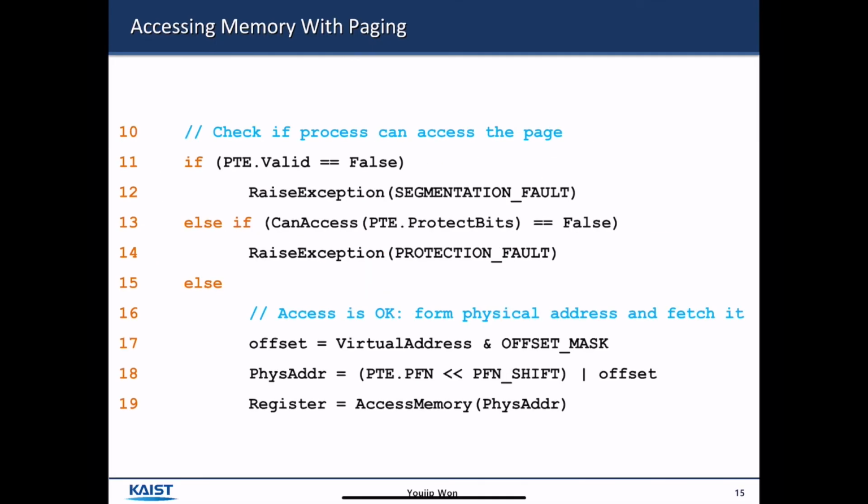After it obtains the page table entry, it checks whether the given page table entry is valid or not. And after finding that the page table entry is valid, it checks if it has proper permission or not. If this test passes, then it obtains the offset of the page, and then adds the offset to the page frame number to get the correct physical address. And then using the physical address, it reads the memory and then sets it to the register.